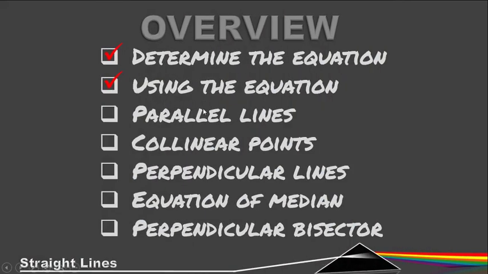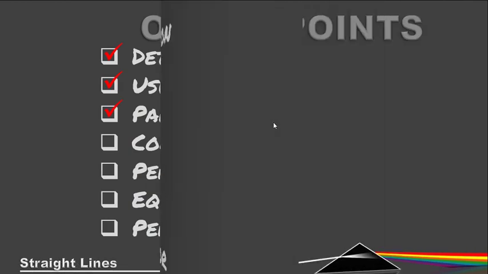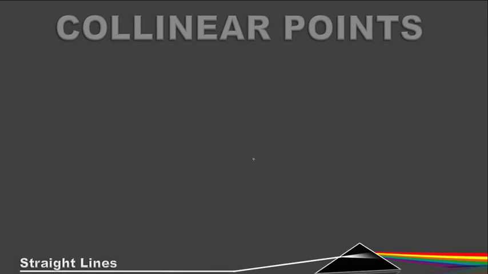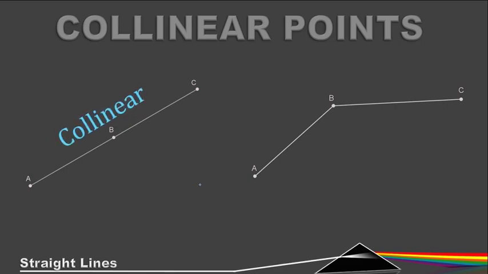So that was parallel lines. Now let's look at collinear points. Now collinear points are the following. If I have 3 points, for example A, B and C, that lie on a straight line, and I have another 3 points, also A, B, and C, but they do not lie on a straight line, then the 3 points that lie on a straight line are collinear, whereas the 3 points that do not are not collinear. So collinear points are basically points that all lie on the same straight line.